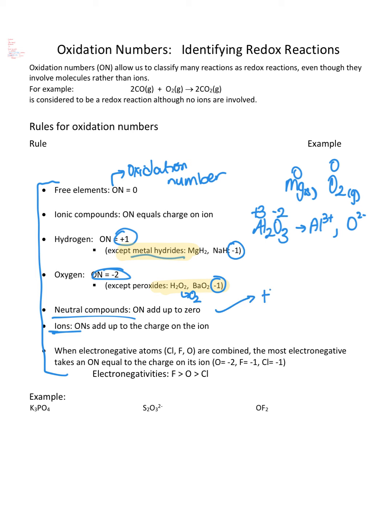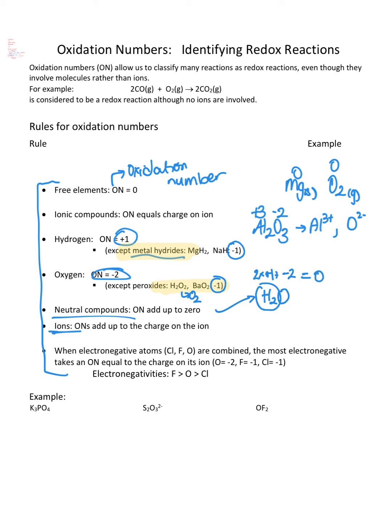So let's try water. Water is a neutral compound. It doesn't have a charge. The charge on hydrogen is +1, but since there are 2 hydrogens, it's going to be 2 times +1, and the oxygen's -2. 2 times +1 plus -2 is 0. Can you see how it neutralizes out?